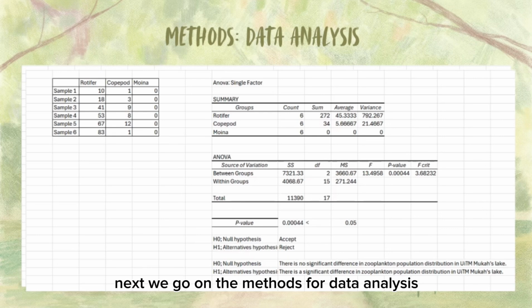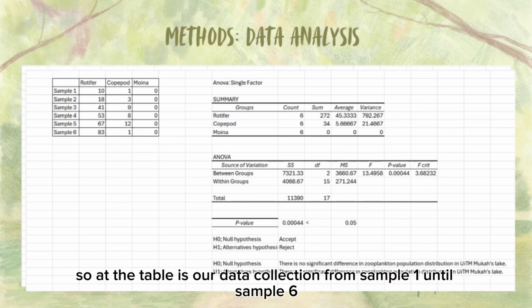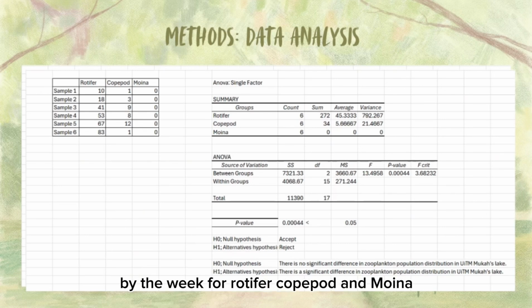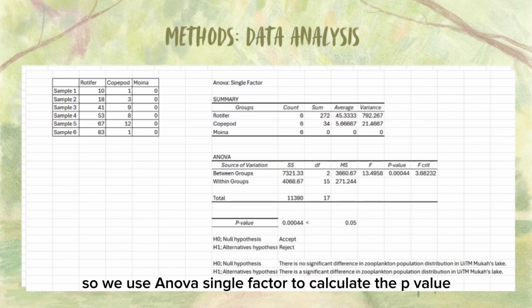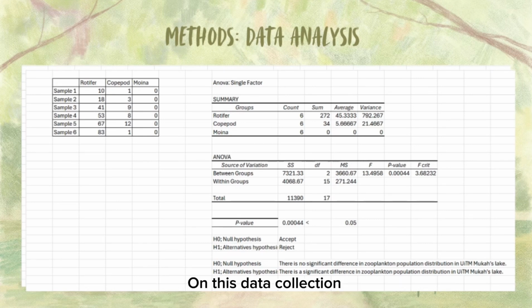Next, we go on to the methods for data analysis. So, the table is our data collection from sample 1 until sample 6 by the week for rotifer, copepod, and moina. We use ANOVA single factor to calculate the p-value on this data collection.